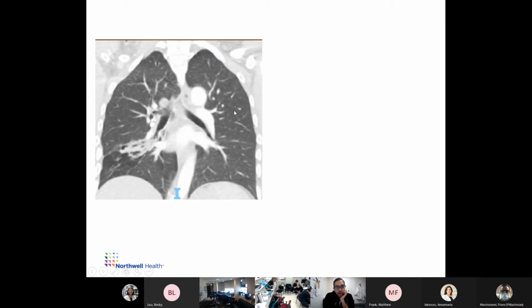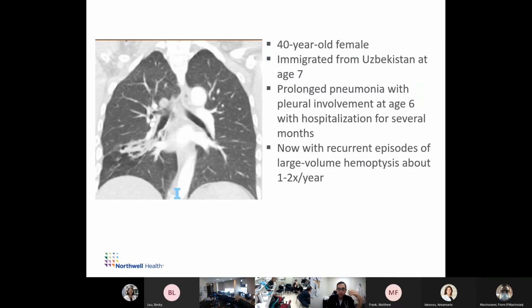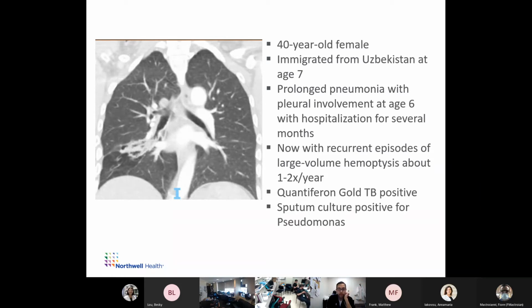This is a patient we saw about a month ago. This is a young 40-year-old female. She immigrated from Uzbekistan at age 7. She said that when she was 6 years old, she had a prolonged pneumonia with pleural involvement, and she was hospitalized for several months. We think she probably had TB. Now she presents with recurrent episodes of large volume hemoptysis, could fill 1 to 2 cups of blood. This occurs about 1 to 2 times per year. Her QuantiFERON-Gold was positive, so we bronched her.